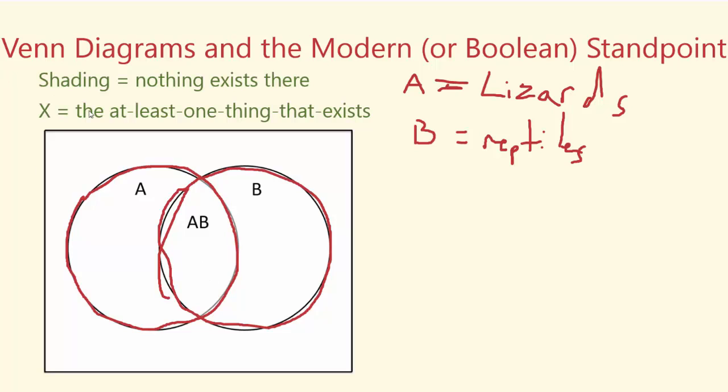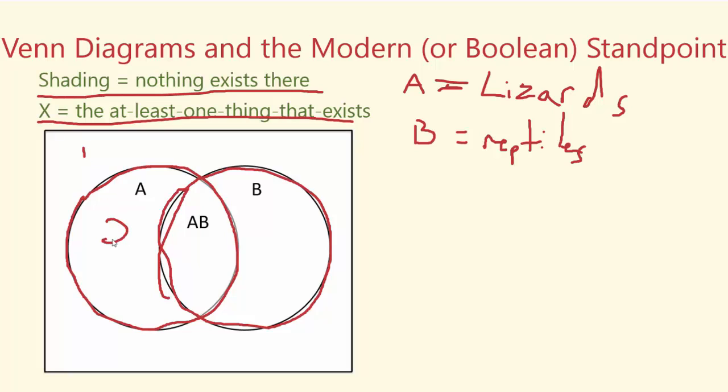And by having them overlap, then we can use two further symbols from the modern standpoint. There's also going to be a traditional standpoint, but right now we're going to focus on the modern standpoint. There is shading, which is like erasing an area, because it says that nothing exists there. And then there's X's, which is like saying that there's at least one thing that exists in an area.